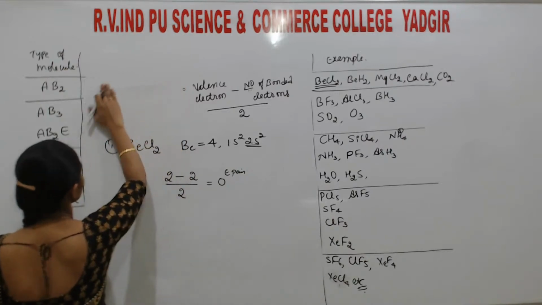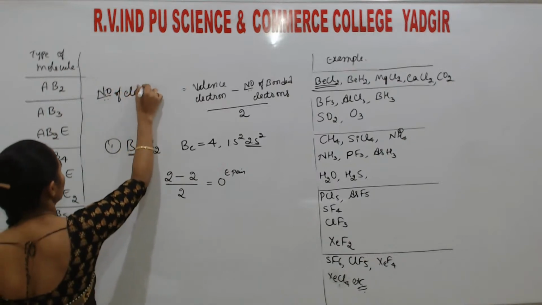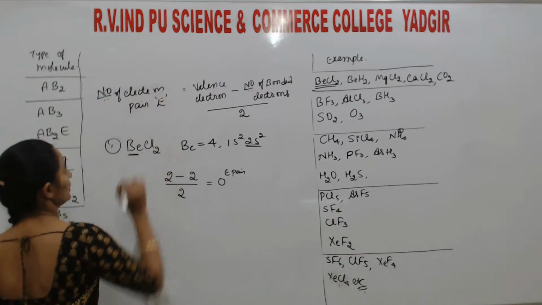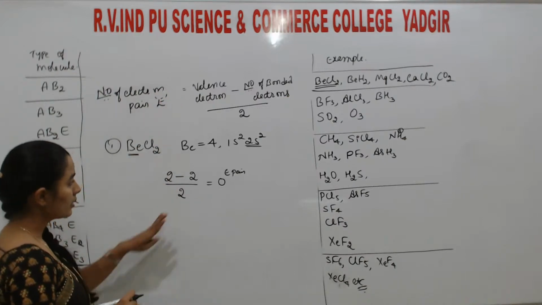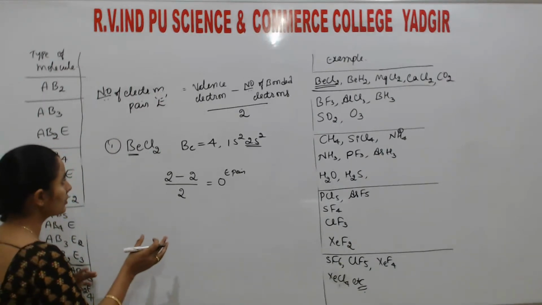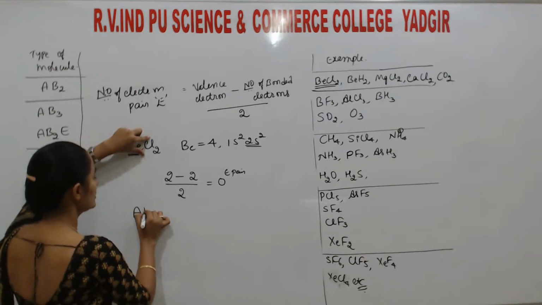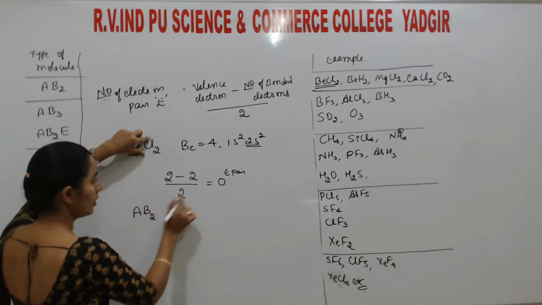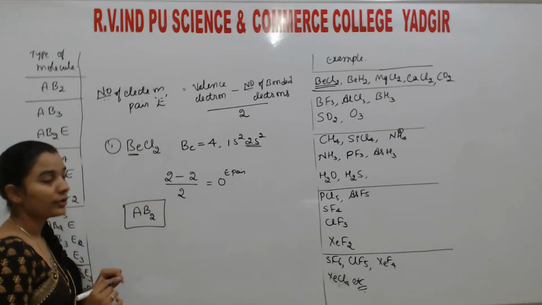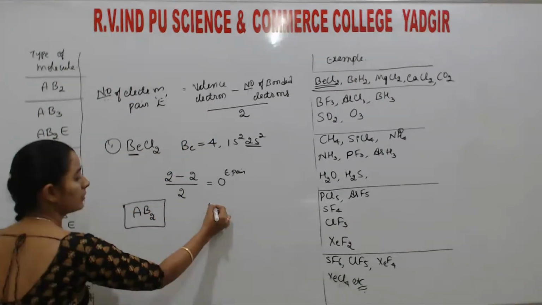And the number of electron pairs, that is E. Okay, this is how to calculate. 0 electron pairs are there. So students, remember, this is A molecule, this one is B2, there is no E. So the type of the molecule is AB2. From this formula, you can calculate the electron pair E.